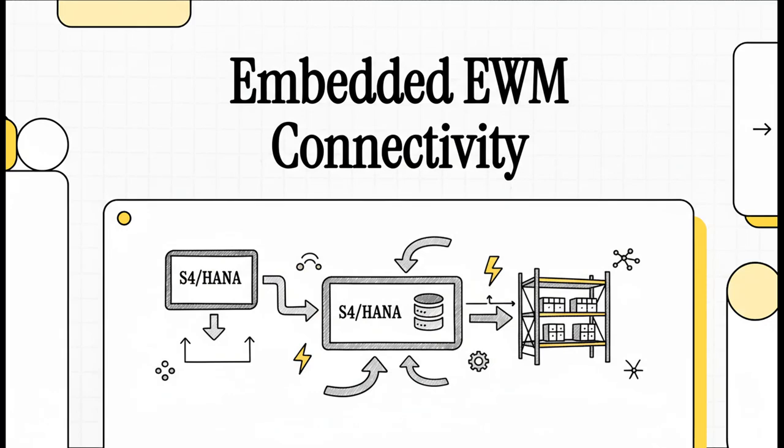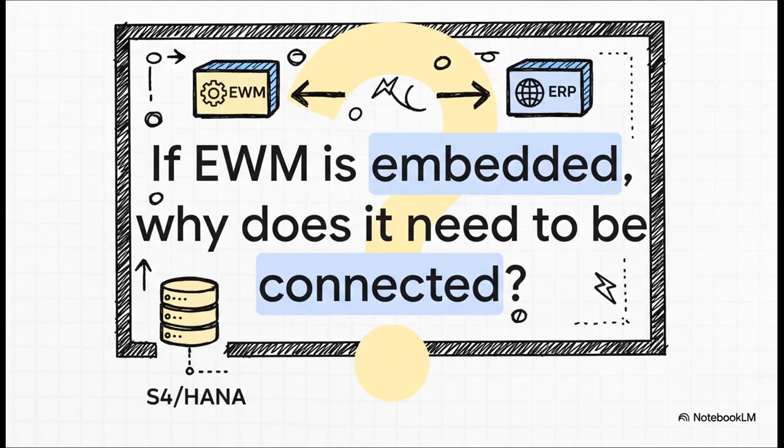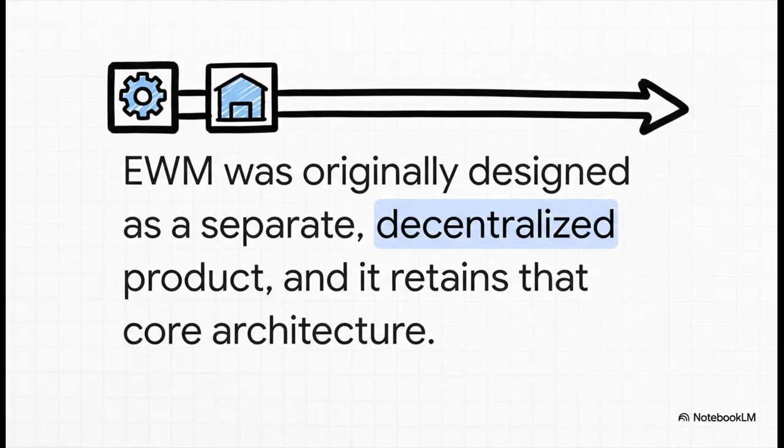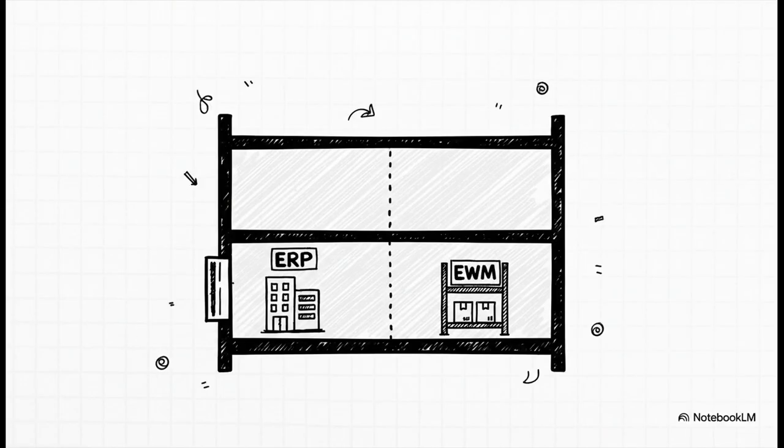All right, let's tackle a common puzzle in S4/HANA, connecting your embedded EWM system. It's a great question, right? If EWM is in S4HANA, what's with this whole connection thing? The answer really lies in its history. You see, EWM was originally built to be separate. So even though it's inside the same box, it keeps that logical separation from the ERP parts.